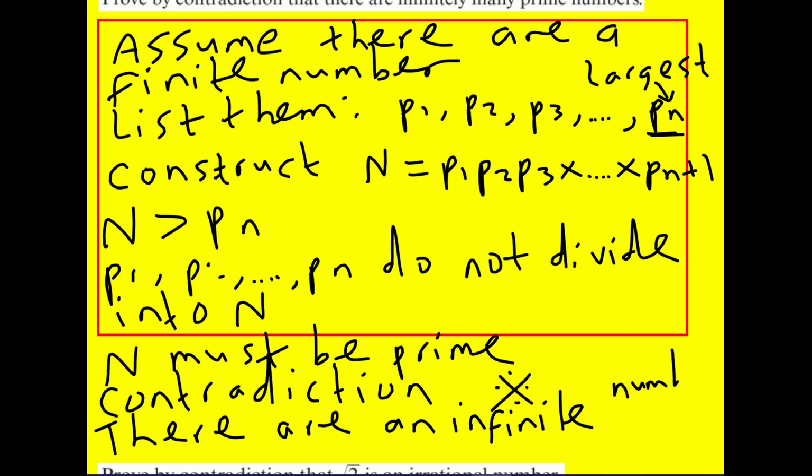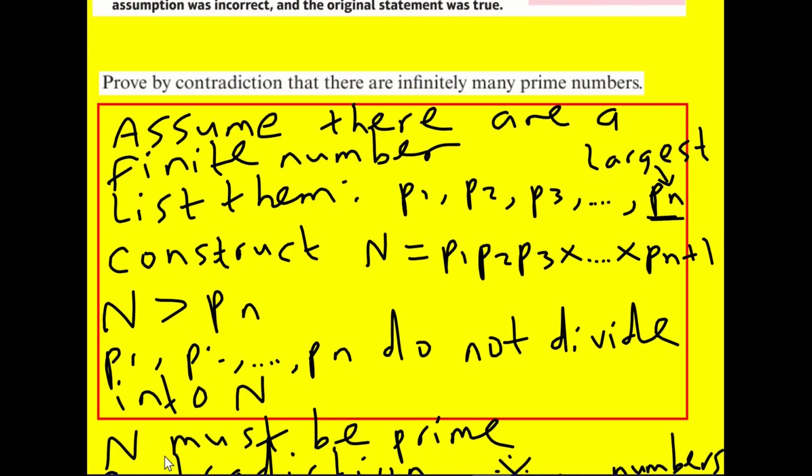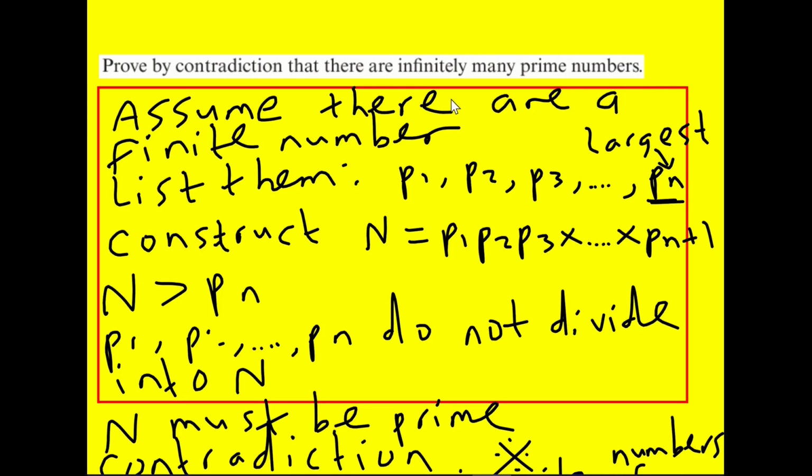What an amazing proof. And some people say this is like one of the sort of top proofs of all time. The fact that you can, through very simple reasoning, show that there are actually an infinite number of prime numbers.